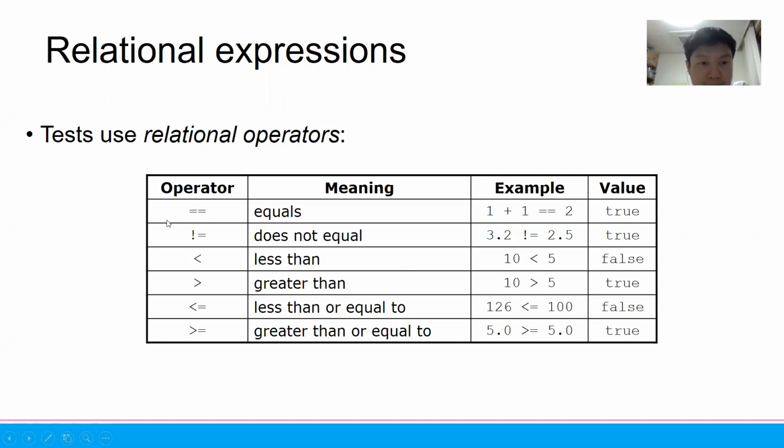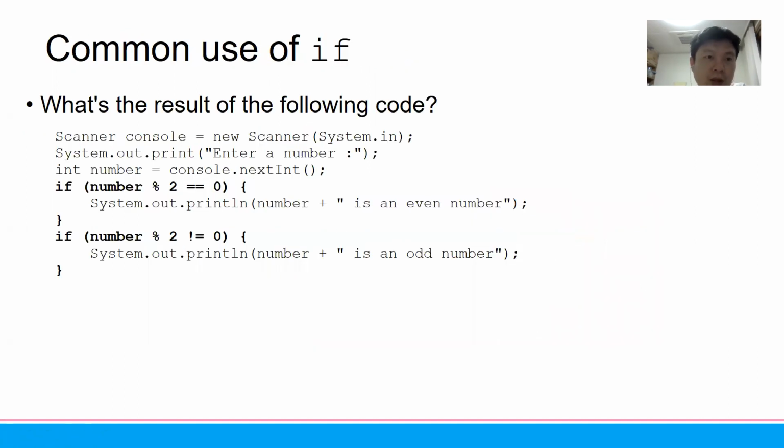The other relational operator that you need to know is not equal. We have the exclamation sign and the equal sign. So if it is not equal, then you need to follow this command in Java. Now we have one code, and can you guess what is the result of the following code?